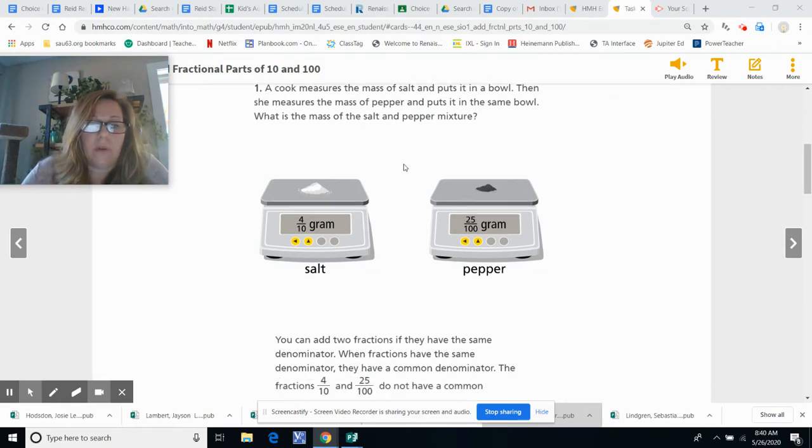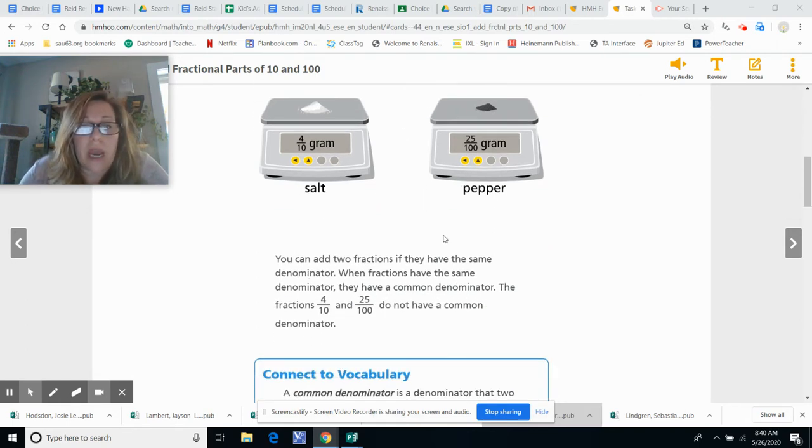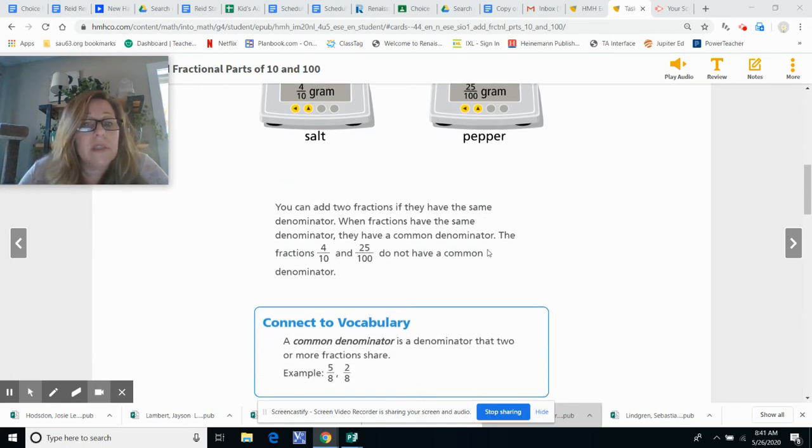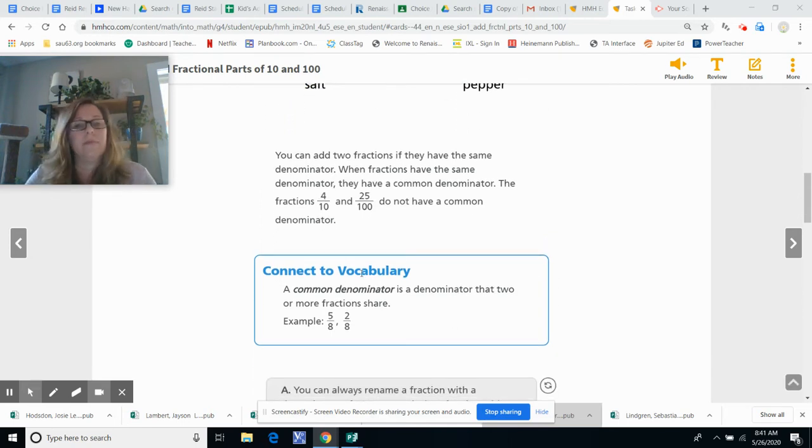Okay, so you can add two fractions if they have the same denominator. When fractions have the same denominator, they have a common denominator. So the fractions 4/10 and 25/100ths do not have a common denominator. Let's look at the definition right here. It says a common denominator is a denominator that two or more fractions share. So look at your example, 5/8 and 2/8. It's coming from the same whole, and then you're able to add those parts together.